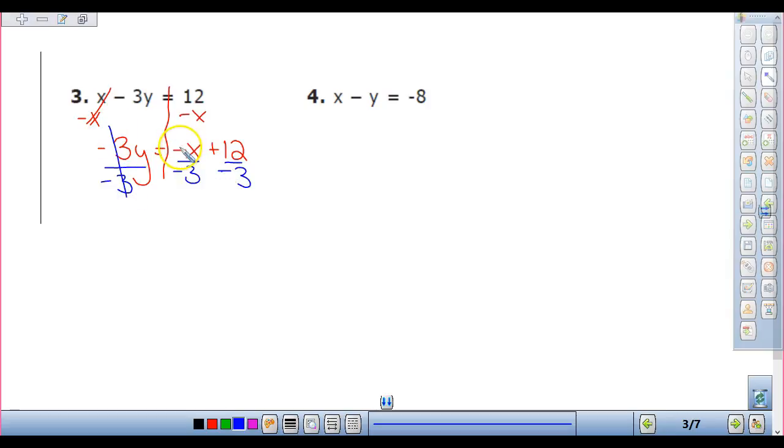Alright, in front of this x is an imaginary 1. So y equals negative divided by negative gives me a positive. There we go, positive 1/3 x minus 4.